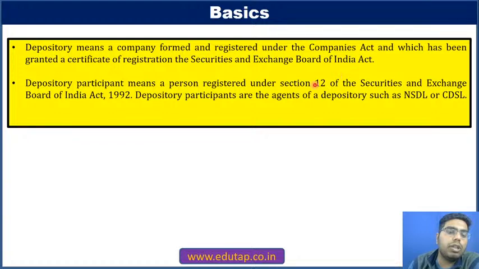Clear? One more term is a depository participant. It means a person registered under section 12 of the SEBI Act, and depository participants are the agents of a depository such as NSDL and CDSL. There are two depositories in India. One is National Securities Depository Limited (NSDL), and the second is CDSL, Central Depository Services Limited. These two depositories have depository participants. What are the depository participants? Mutual fund companies, the banks. The investors cannot deal with a depository directly. They can do it through a depository participant only.